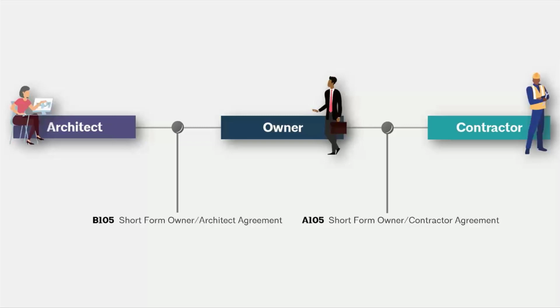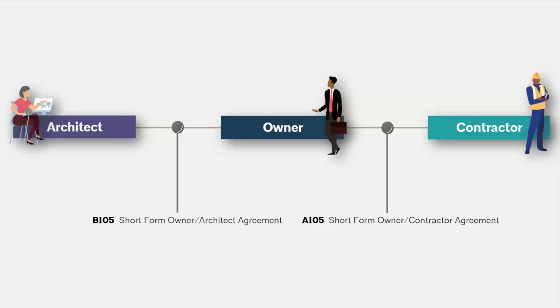Another difference is that A105, the short form owner-contractor agreement, is only set up as a stipulated sum. So it does not have any language related to cost plus, whereas the medium and of course the large, as you saw, actually have options in them.